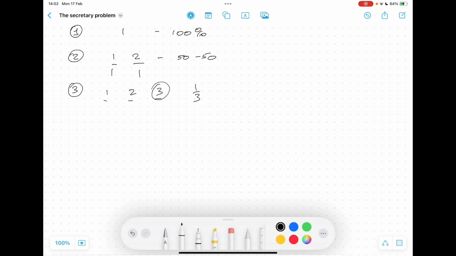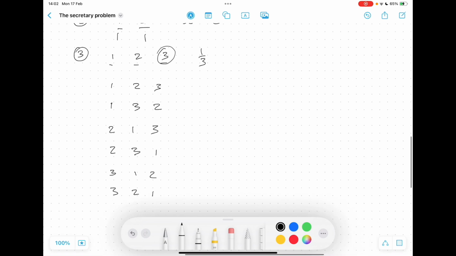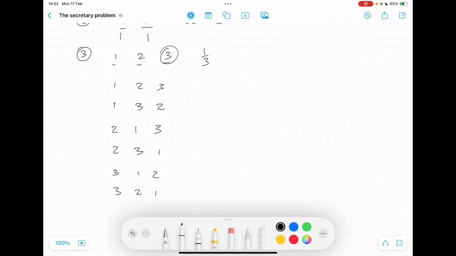So what are the possible ways that the applicants come to get interviewed? They could come 1, 2, and 3, as right here, or they could go 1, 3, and 2. They could go 2, 1, 3, 2, 3, 1, and then finally 3, 1, 2, and then 3, 2, 1. And if we use our technique, we can see that. In the first case, we look at number 1, we reject them, and then we look at 2. Is 2 better than 1? Yes, it is, so we hire 2. Unfortunately, we miss out on 3, and this one ends in a loss for us.